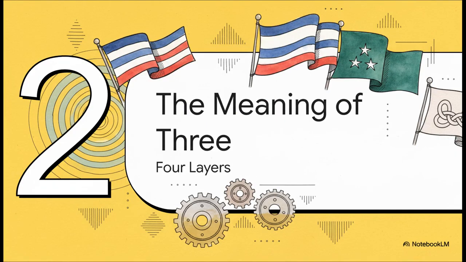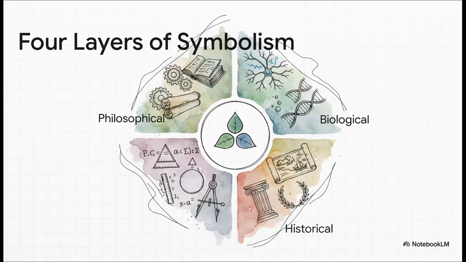So the big question is, why three leaves? What's the deal with three? Well, according to the source material, everything revolves around this number. And how it all unfolds is, well, it's pretty surprising. And here's what's really fascinating. The source text doesn't just give us one reason. Oh no, it describes four totally distinct layers of symbolism for these three leaves. We're going to break down every single one: the philosophical, the biological, the mathematical, and finally, the historical.